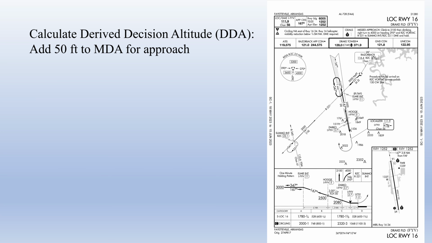So for an example, looking at our localizer approach to runway 16 in Fayetteville, Drake Field at Fayetteville, Arkansas, our MDA for category A and B aircraft is going to be 1,780 feet. So we add 50 feet to 1,780 and we come up with 1,830 feet for our DDA.